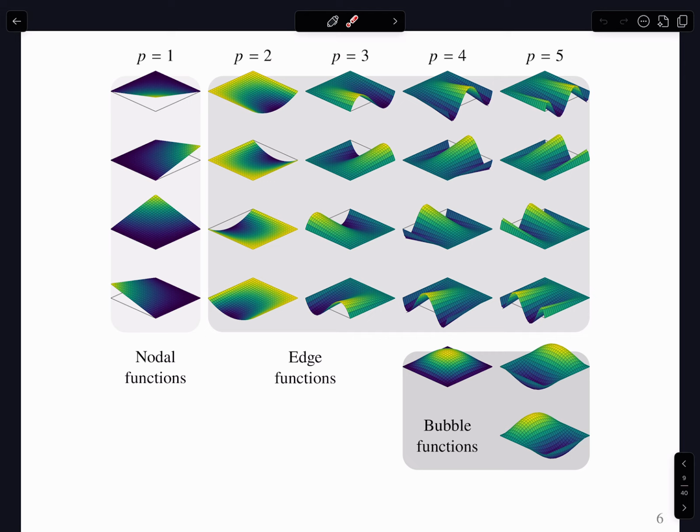Okay, what you can see also is that, well, obviously all of these here are the so-called edge functions, and you can see why immediately, right? You notice that the functions are just non-zero along one edge, and along the other 3 edges they are all 0.